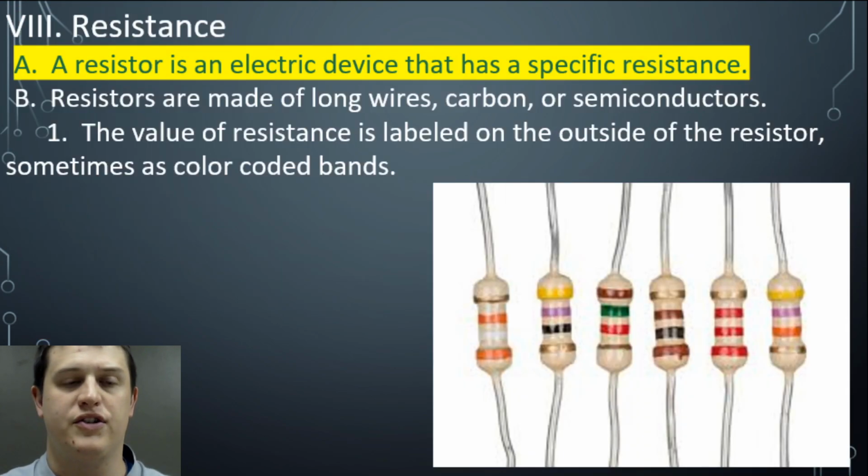Okay, here's a resistance. These are our resistors. We looked at these in class a little bit before too. Resistors are made of long wires, carbon or semiconductors. The value of the resistance is labeled on the outside of the resistor. Sometimes it's color-coded bands. I'm going to give you another informational sheet on the actual reading of those color bands. Make it a little easier. I didn't want to put it in this video because you'd have to reference this again and give it to you separately. But you can tell different types of resistors by looking at just the colors. There's a pretty accepted standard in that as well.